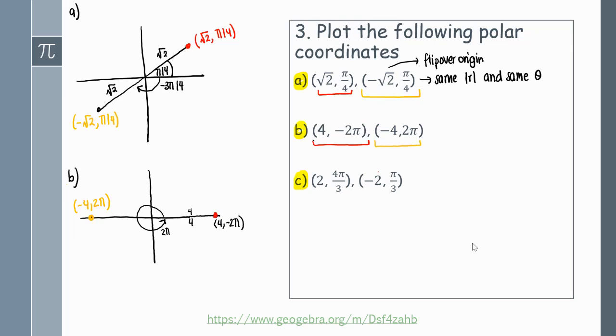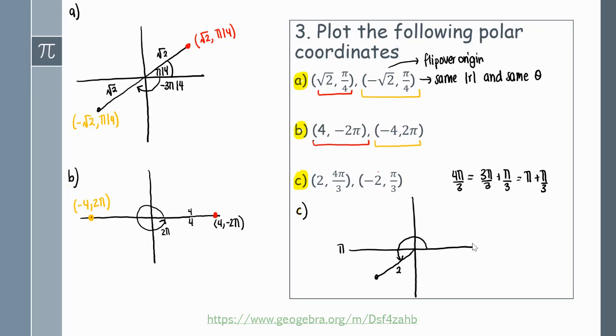Lastly, I have 2 more polar coordinates. So if we have the point 2, 4 pi on 3, again, start with the angle. We're going to go 4 pi on 3 around. Remember to go anti-clockwise. I'll end up in quadrant 3. Recall that 4 pi on 3 is 3 pi on 3 plus pi on 3, or pi plus pi on 3. That's how I know I'm in the third quadrant. My length to that point is 2 units, completely not to scale. So it is approximately here in quadrant 3.